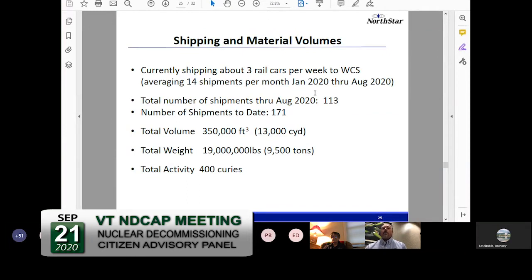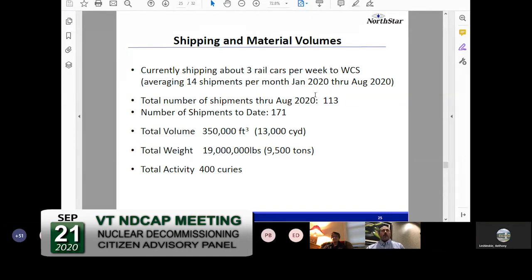Just to catch us up, and this data was fresh as of 2 weeks ago. We still are shipping between 3 to almost 5 rail cars a week, getting about 14 shipments out per month. I think the number is closer to 190 now, but shipments to date, as of 2 weeks ago, is 191 shipments, and just about 20,000 pounds of material have left the site.